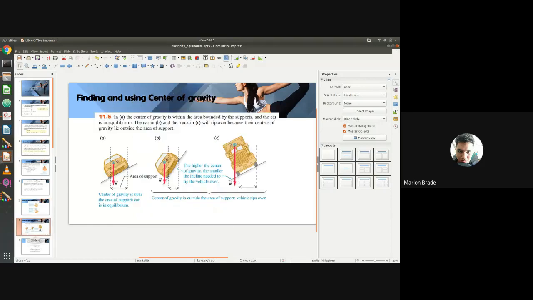So okay, let's have more examples. Look at this one. The center of gravity is within the area bounded by the supports, and the car is in equilibrium. Take the example of a car. This cross mark is the center of gravity. This is the weight W. The area of support is the wheels, this area. If you look, the center of gravity of this car is bounded by the area of support. Then we say that this car is in equilibrium.